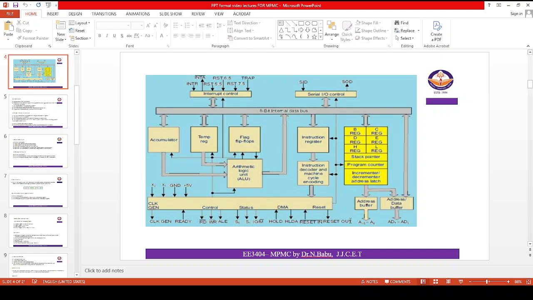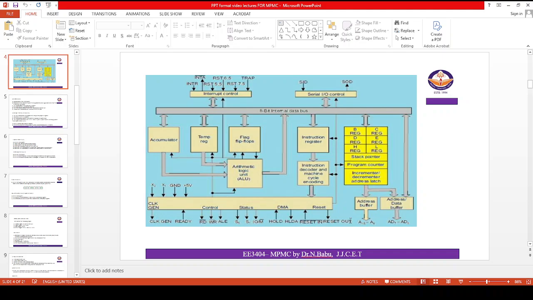How to access the stack pointer? By using 2 instructions. If you want to store data to the stack, use the PUSH instruction. After the PUSH instruction completes, the stack pointer value is automatically decremented by 1 in the 8085 microprocessor.